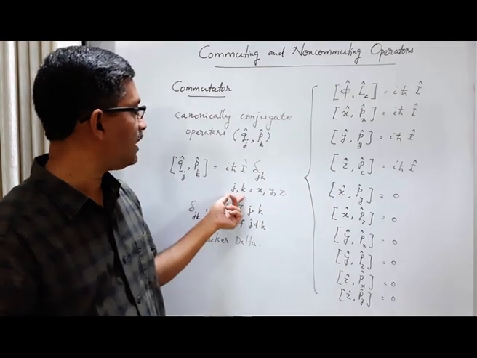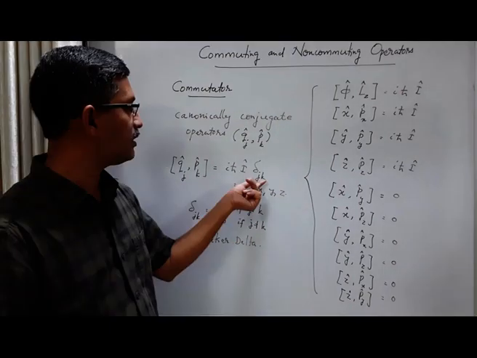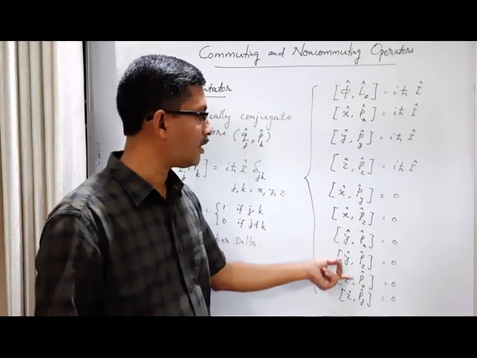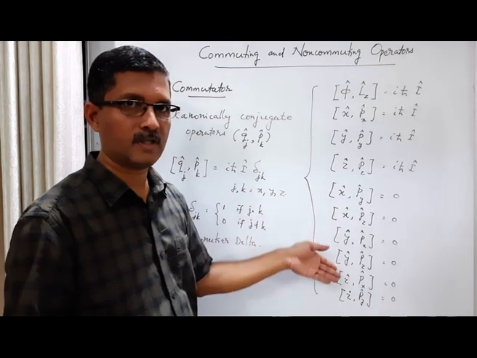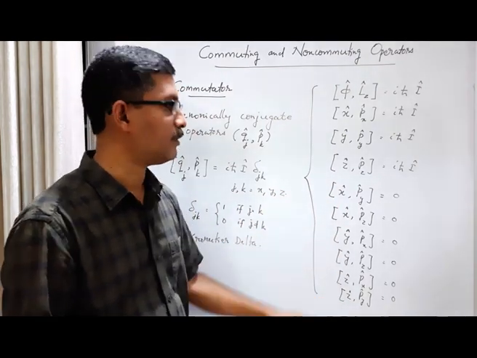On the other hand, if j and k are different, one is x, the other is y, etc., then the Kronecker delta is 0. That means instead of non-commutation, we get the commutator is 0. That means these are commuting operators. These pairs are commuting operators.